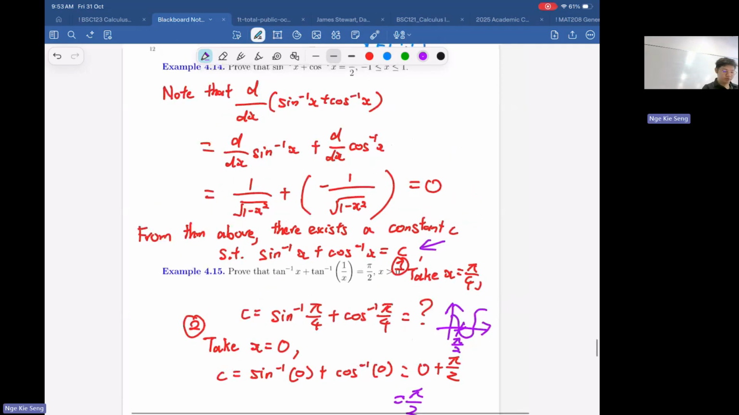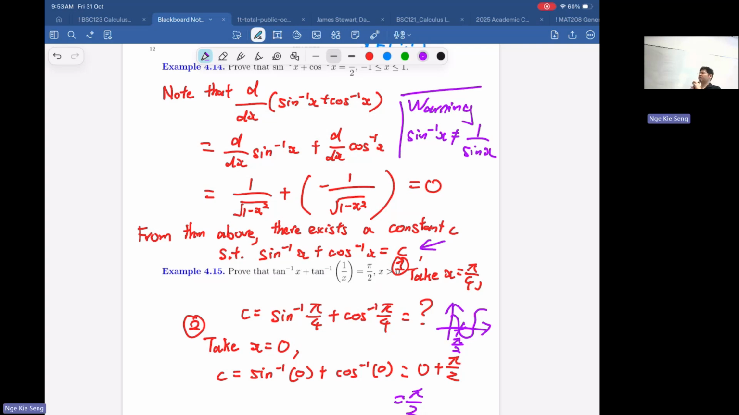So one thing I want you to remember, don't be confused, is that sine inverse x is not equal to 1 over sine x. Okay, so please remember this. Because you might think that this is just polynomial. These two derivatives are really different. It's very different.